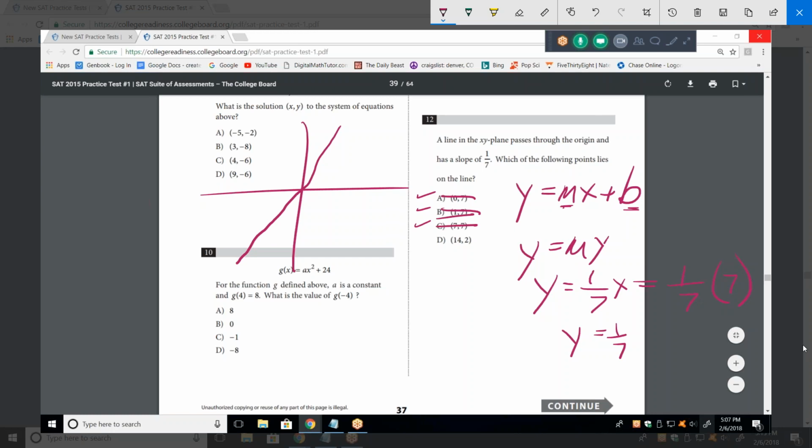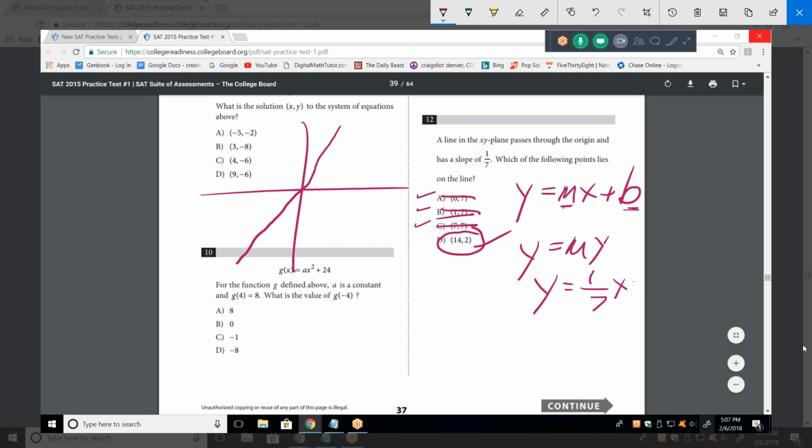And now finally, we know D has to be the right answer because the first 3 were not. So we're actually done with the problem. We've solved it. But just so you know, plug in 14 for x. What do you get? 2. That's the right answer. When x is 14, y is 2. So that point and that point alone of those 4 points lies on that line.